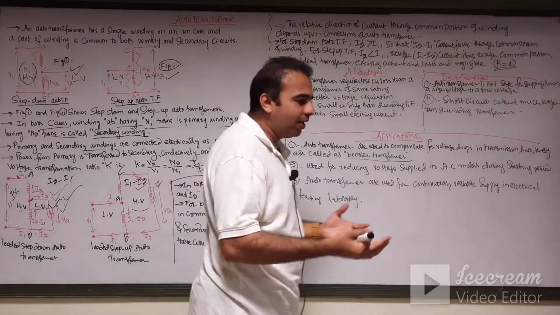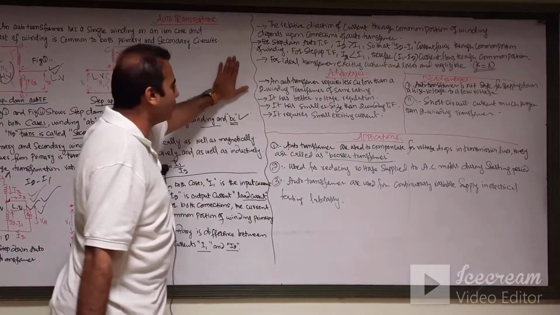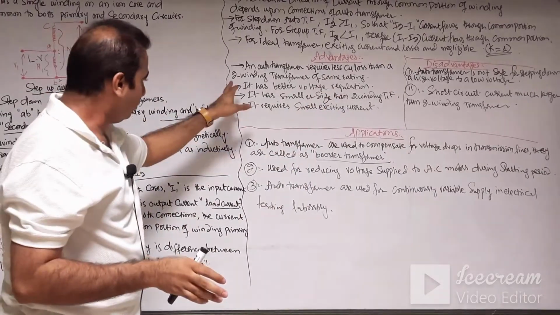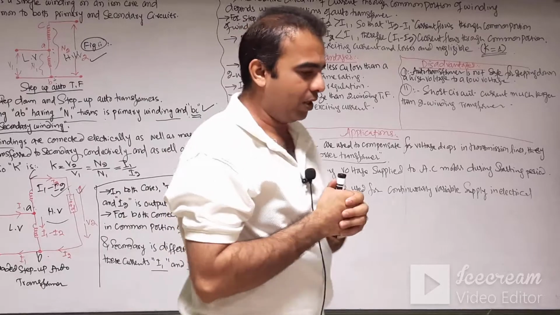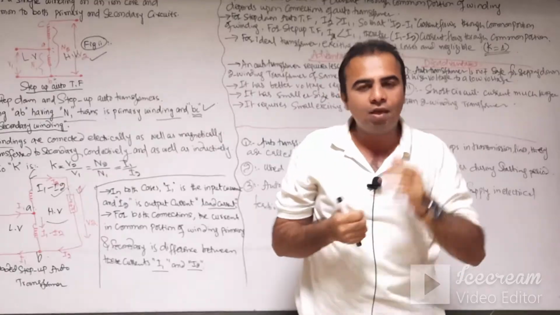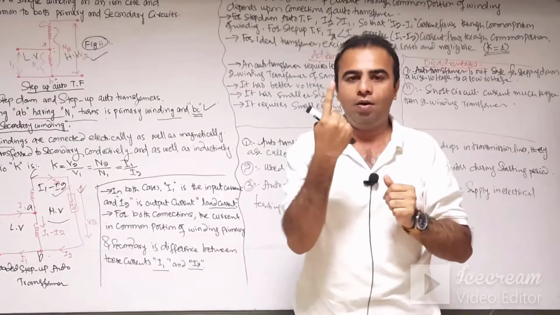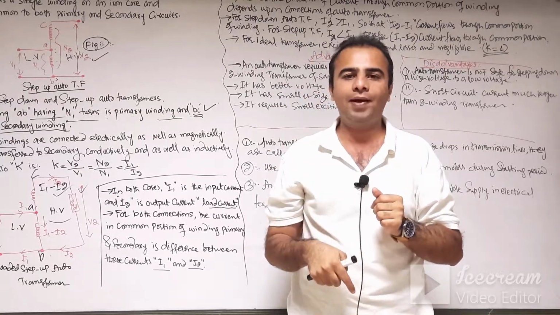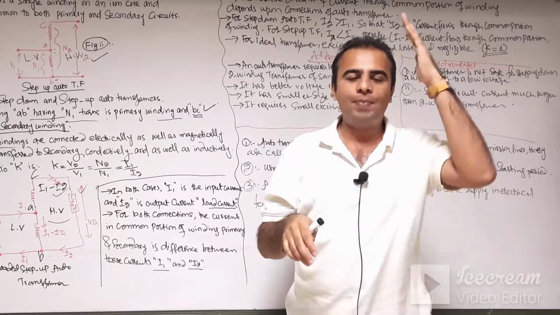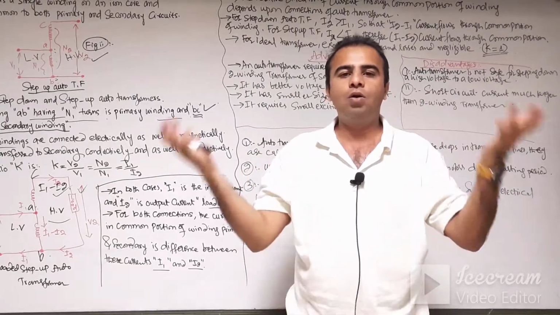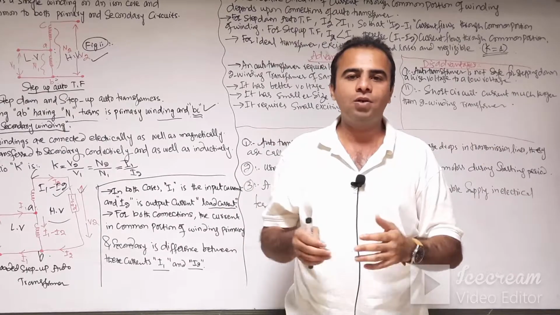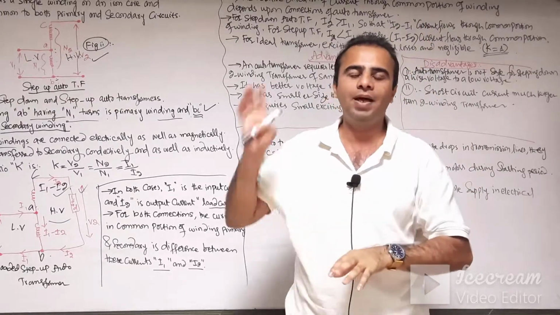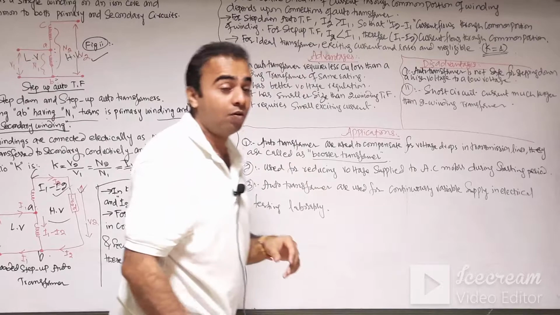Now what are the advantages of the auto transformer? The first advantage is that it requires less copper in comparison to the two windings of the transformer. Obviously, in the case of the auto transformer, we are using only one single winding, which is common to both the primary and the secondary winding. And in the two winding transformer, obviously the primary is separate, the secondary is separate. We require more copper wire, more turns of the wire. So in the case of the auto transformer, we require less copper wire in comparison to the two winding transformer. This is an advantage of the auto transformer.